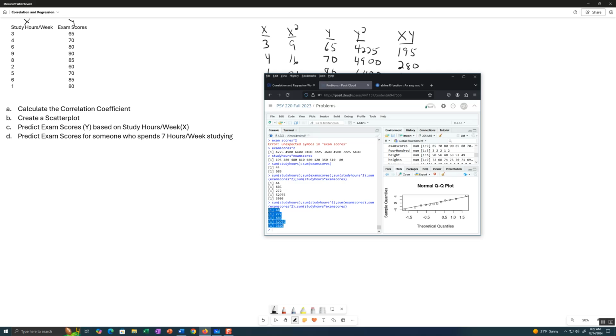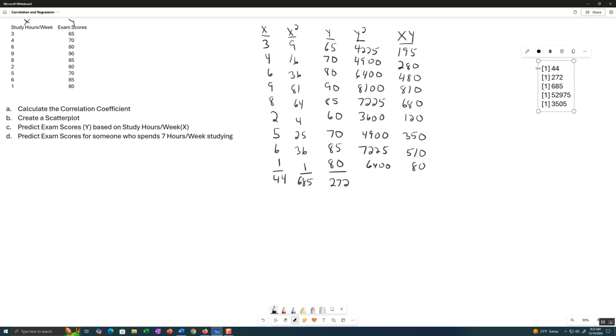So I wanted to make it easier and ended up making it harder because I put it in the wrong order. So this value is obviously not that. So this value is 272. That's going to make more sense. So 685 here. This one is 52,975. And this column is 3505. So you got some big numbers there.